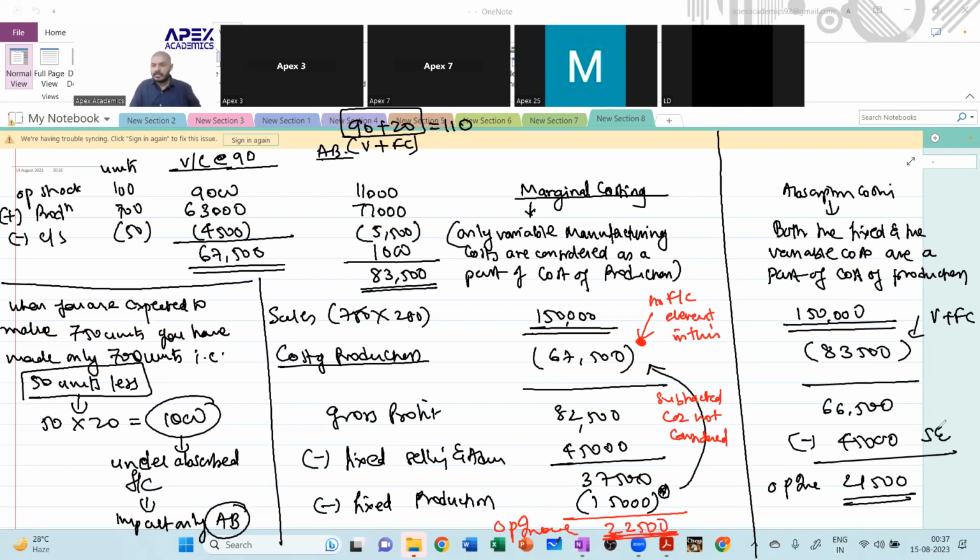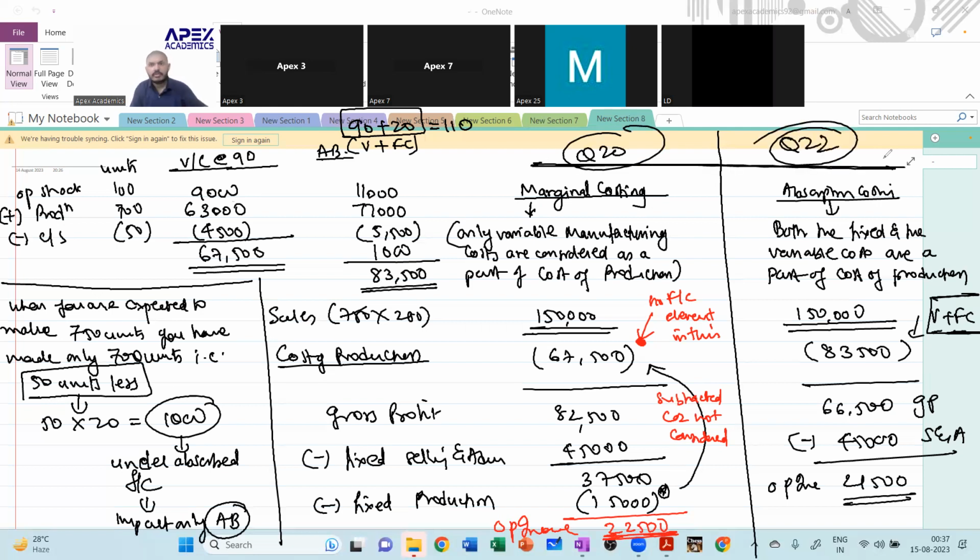And this was selling and admin. This was my GP. And this considered as variable plus fixed. This is both those questions. This is your, I think, question number 20. And this is your question number 22. These are your answers. Very important. I think most important concept of today was this. Because somewhere you have to understand how this actually has to work. Are you guys with me on that? Yes or no? Yes, sir.